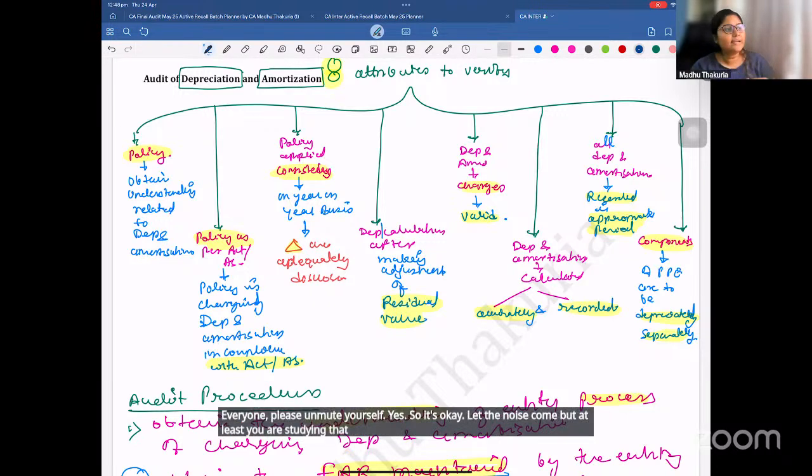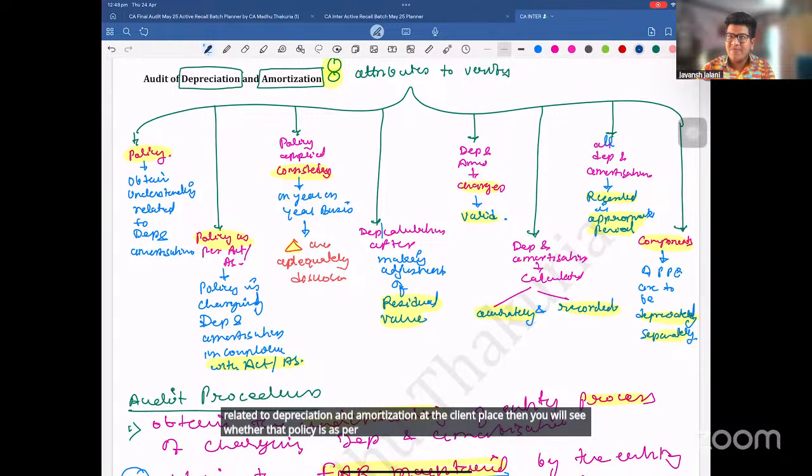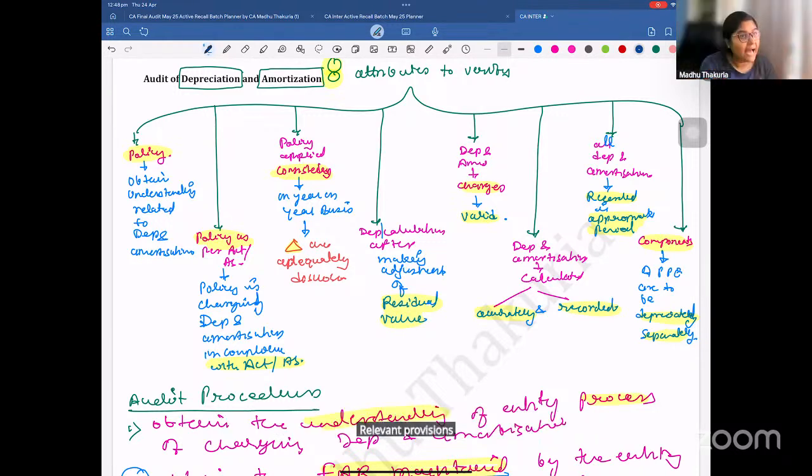First of all, you will understand the policy related to depreciation and amortization at the client place. Then you will see whether that policy is as per the relevant provisions of the Companies Act.